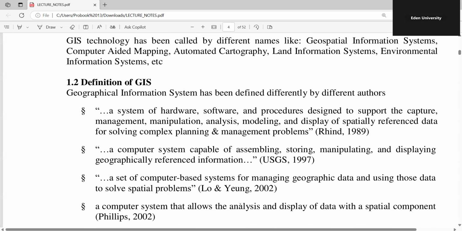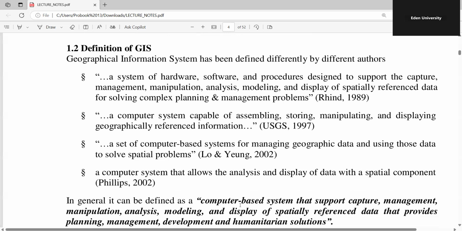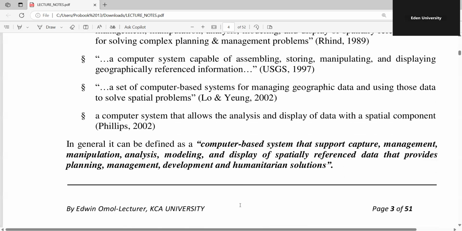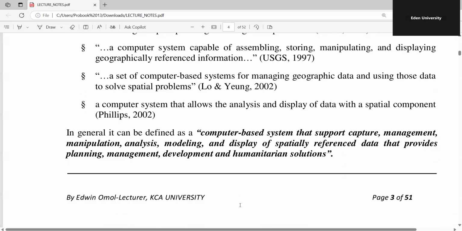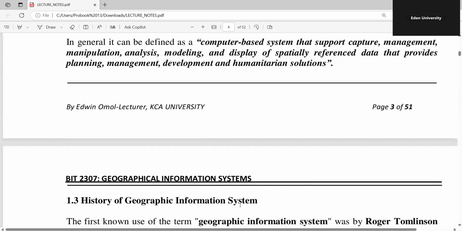So in short, we have a number of definitions that talk about GIS. In general, when we talk of GIS, we're talking about a computer-based system that supports the capture, management, manipulation, modeling, and display of spatially referenced data, and provides planning, management, development, and humanitarian solutions.